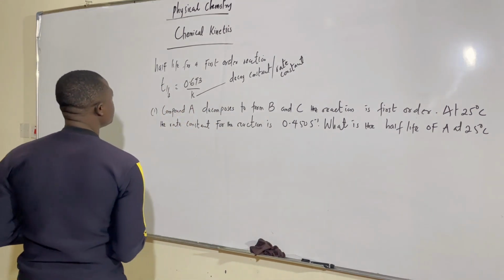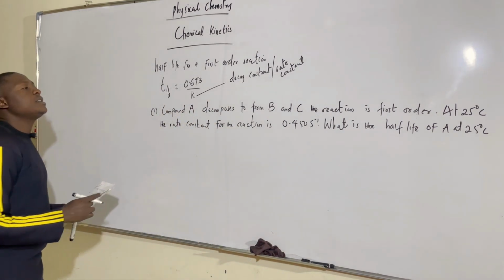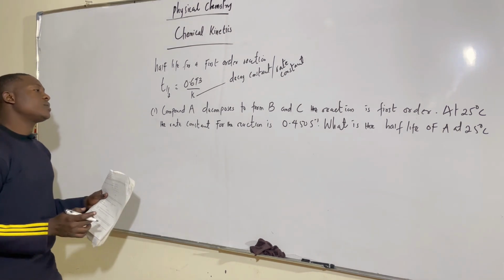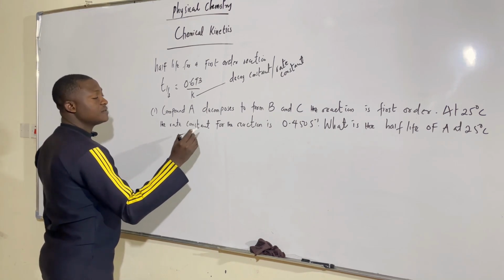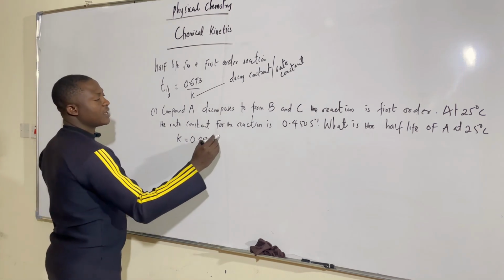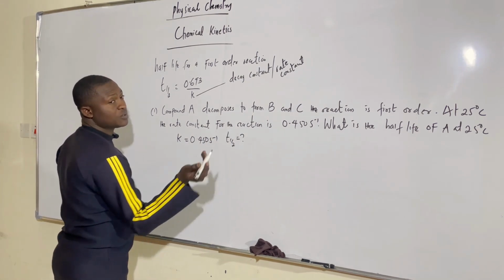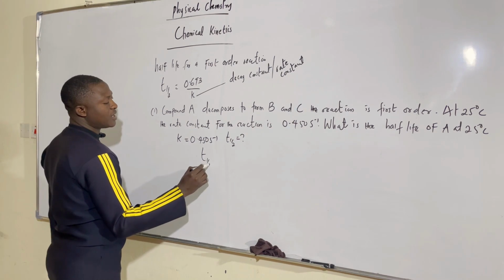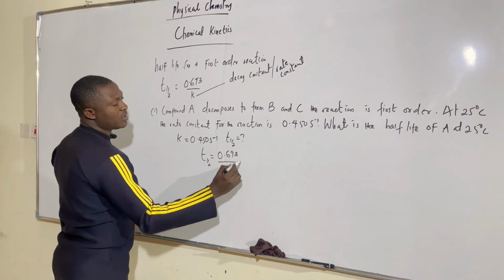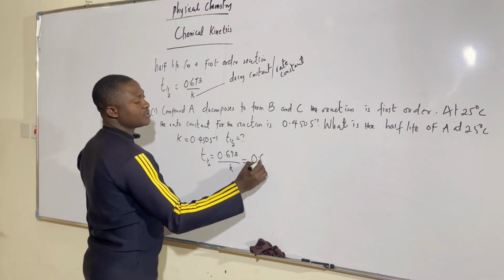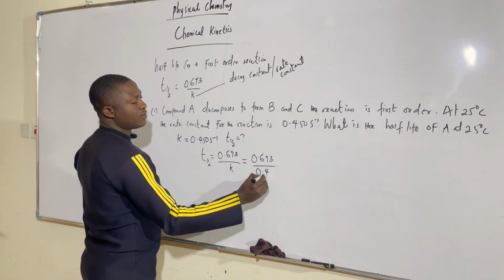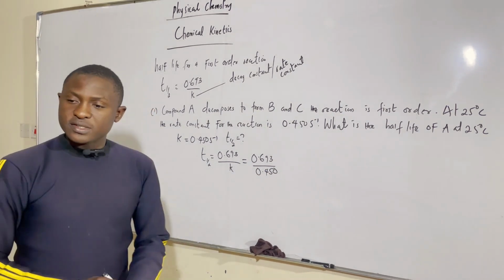So you just have to pick out the data. Compound A decomposed to form B and C, the reaction is first order. At 25 degrees Celsius, the rate constant K is given as 0.450 per second. Then we should find the half-life. It's a simple substitution. According to what we have, half-life is equal to 0.693 over K, or lambda. So now I can have 0.693 divided by what we have for K, 0.450.